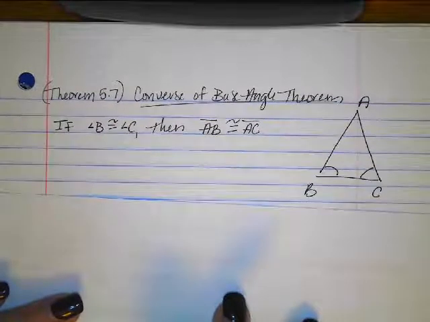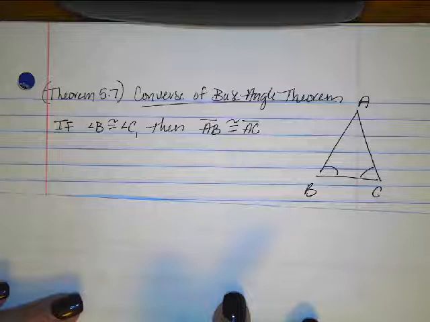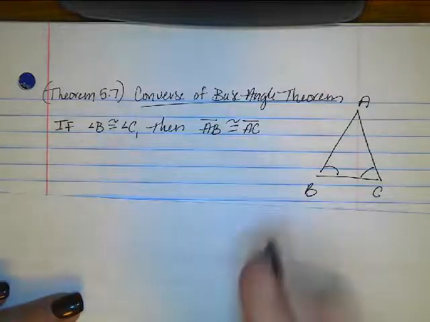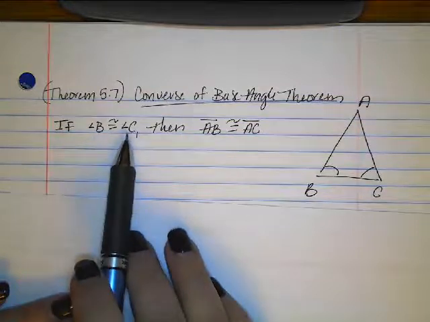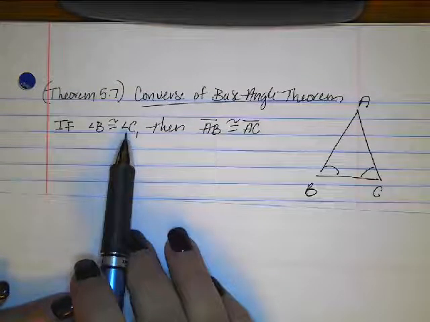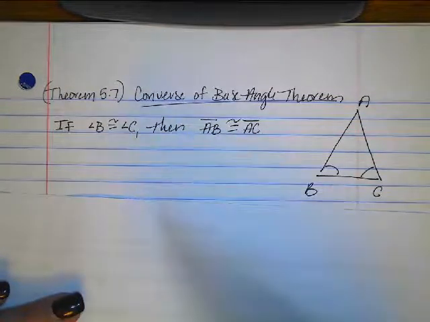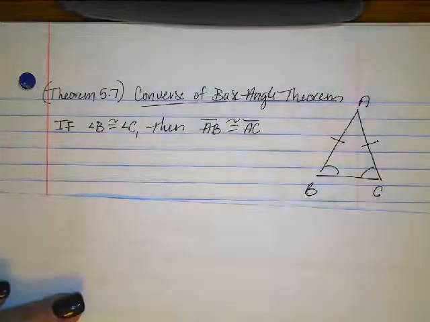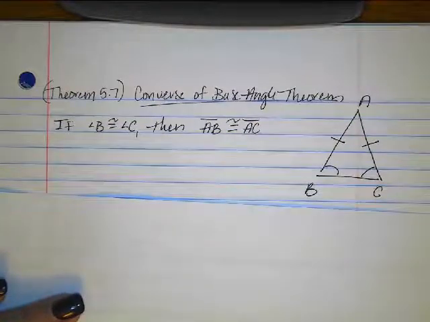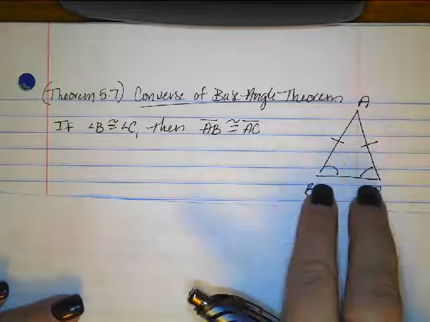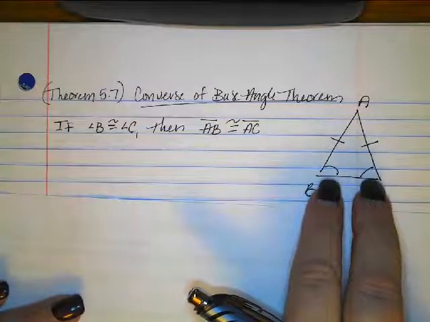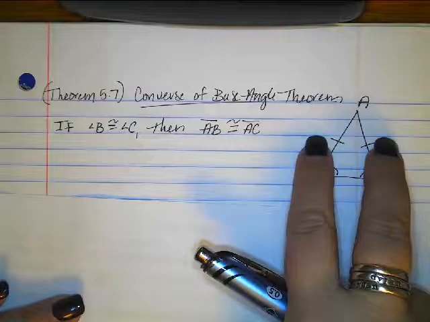In theorem 5.7, it's the converse of the base angle theorem. So remember, converse just flips it around. This time it says that if I have two angles that are congruent, those base angles are congruent, then I can conclude that these two sides would also be congruent. So it's just opposite. Before it says if these sides are the same, then the angles are the same. The converse says if the angles are the same, then the sides are going to be the same.